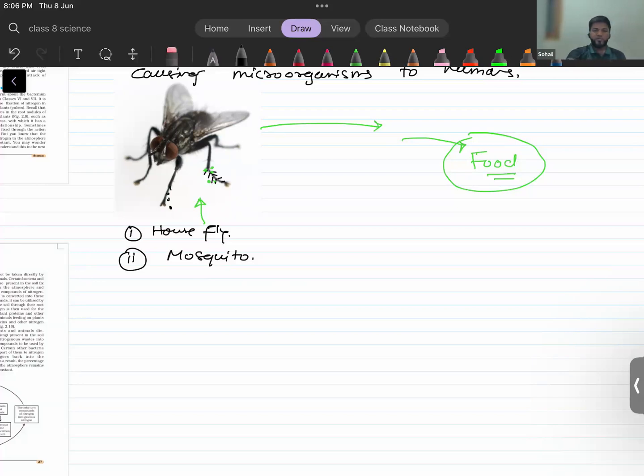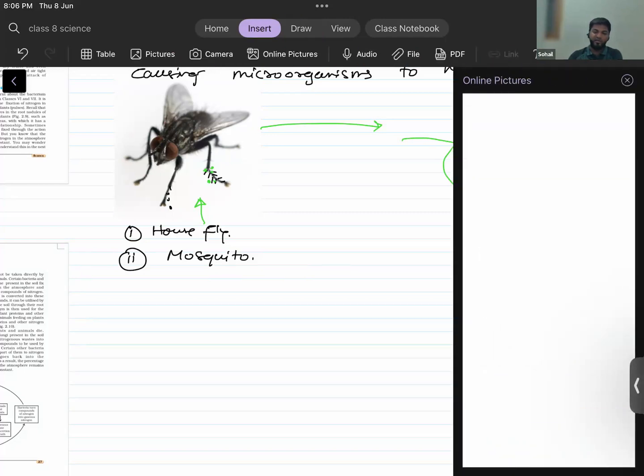Yes, sir. Okay. Now there's a difference between a mosquito and a housefly. Look, in the case of a housefly, microorganisms cling themselves to the hair of the legs of the housefly. But in the case of a mosquito, microorganisms get into their blood, right? It is not outside their body, but it is inside their body. That is the difference. Getting what I'm saying?